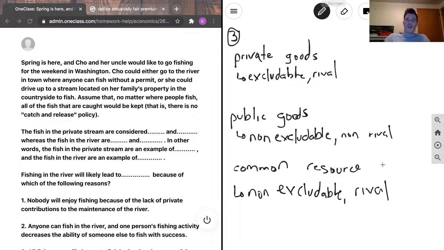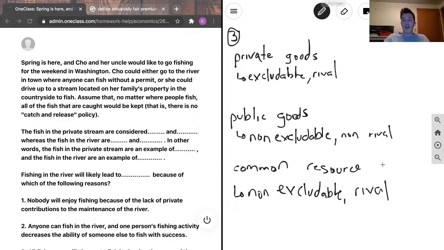So with a private good, if you own it, you can say to others, no, you cannot use this. Whereas if a good is public, say like a park, you cannot stop other people from enjoying a walk in the park, because it's a public good, there's no ownership, or government ownership.